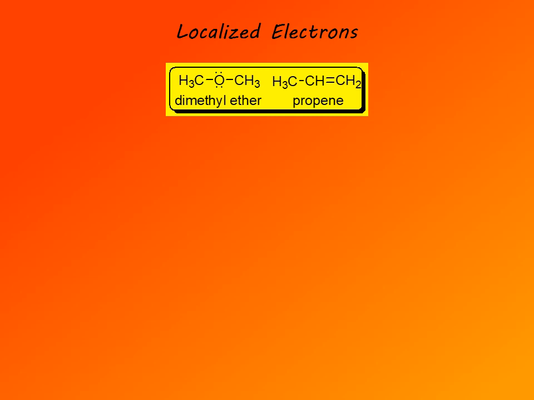A couple of examples of compounds that contain only localized electrons are dimethyl ether and propene. Each electron pair in this case can be assigned to a particular sigma or pi orbital, and there is no doubt to which orbital it belongs, or it could be assigned to an atomic orbital, in this case on oxygen of dimethyl ether. So it belongs to an atomic orbital as a free electron pair. A single electron could also be localized if it belongs to a particular orbital. That would be a free radical.